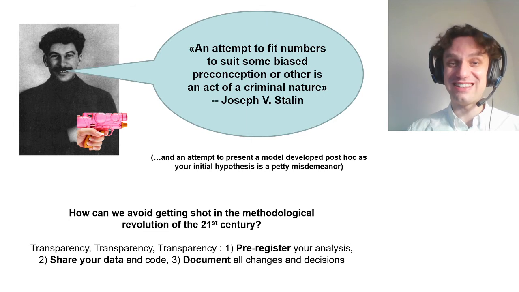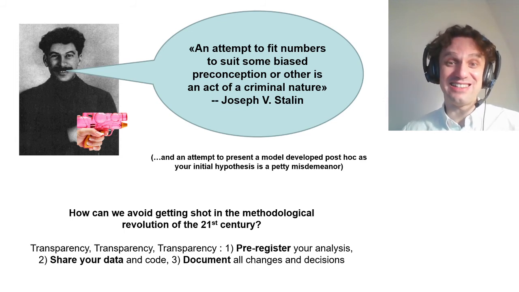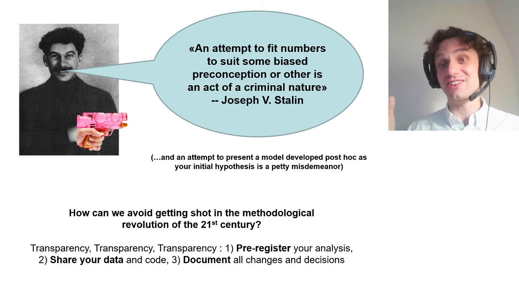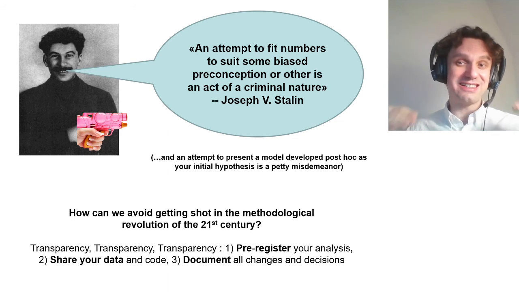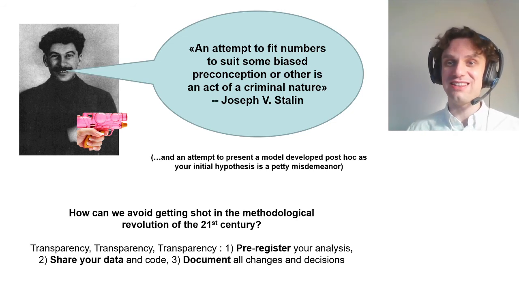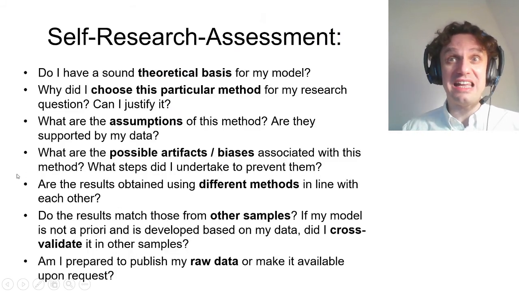So how can we avoid getting our research shot by these methodological revolutionaries? Basically, the answer is transparency. We need to be open about our analysis. The best approach is to pre-register it if it's possible. If it's not possible, try to share your data and share your code. And of course, document all the steps of your data analysis. Document all the decisions that you made. Because then your research will be replicable, and people will not think that, oh, there is something sloppy about this study, maybe someone played with the data a little.